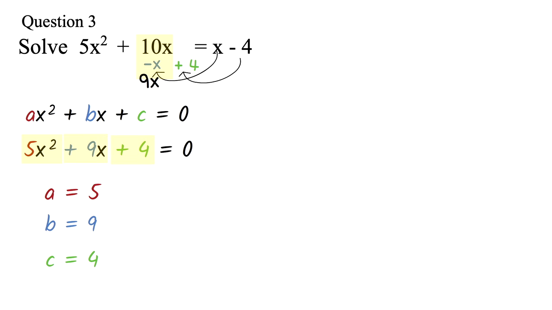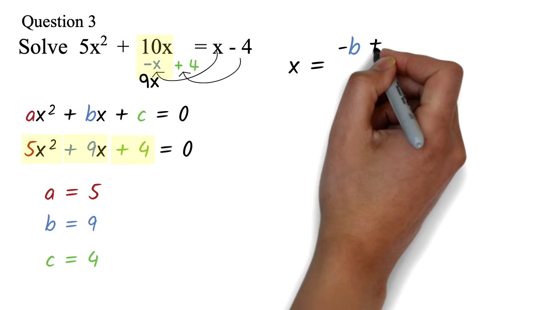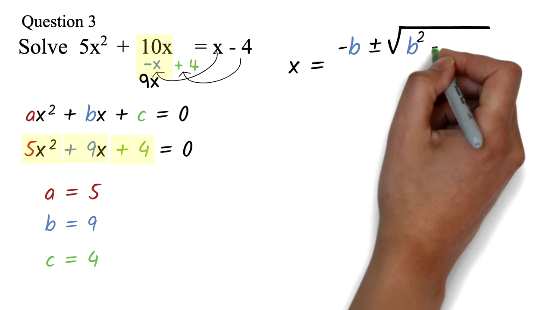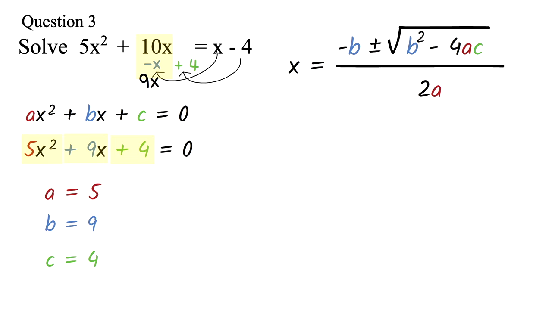Now we put these values in our formula. The quadratic formula is x equals minus b plus or minus square root of b squared minus 4ac, all over 2a. We'll just replace each of the letters by their values. Please take note of the color code so you know where everything is coming from.